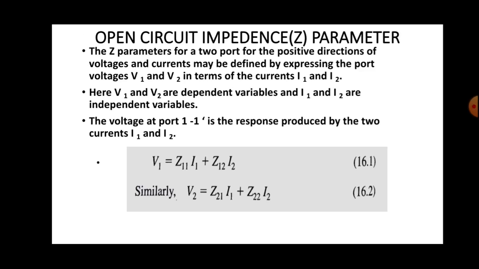We represent the matrices from this equation. The first matrix is V1 and V2, a column matrix, and the second matrix is the impedance matrix. It is another matrix, of 2 by 2 order, with Z11, Z12, Z21, Z22 as the entries. The first row contains Z11 and Z12, and the second row contains Z21 and Z22. Similarly, the third matrix is the I1, I2 matrix, which is also a column matrix.